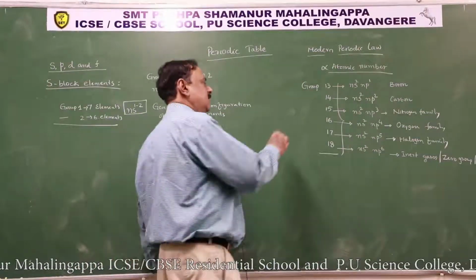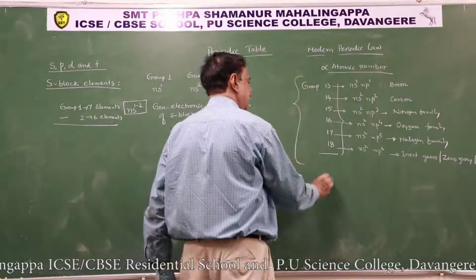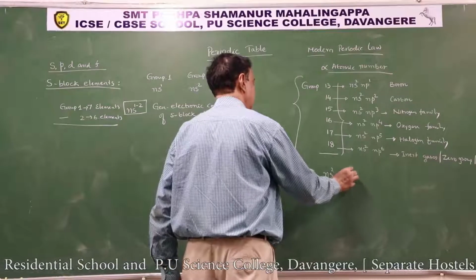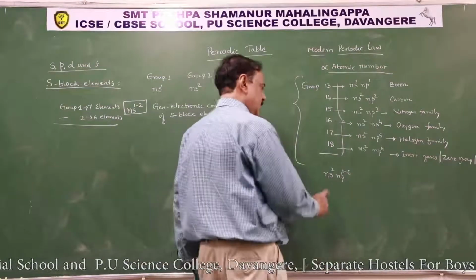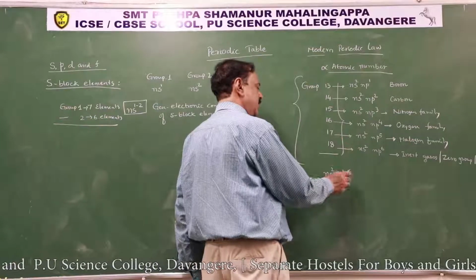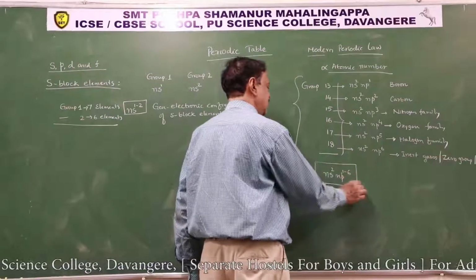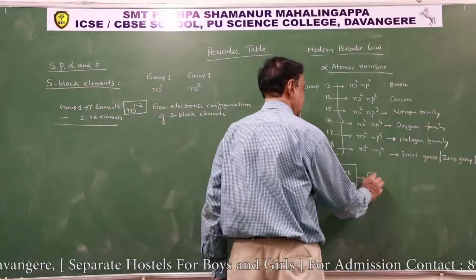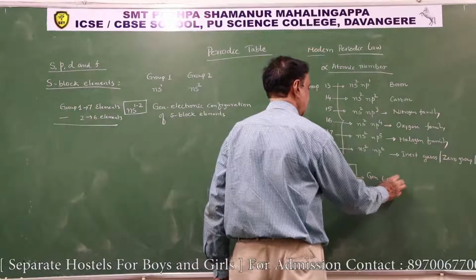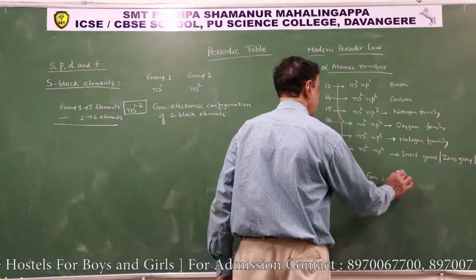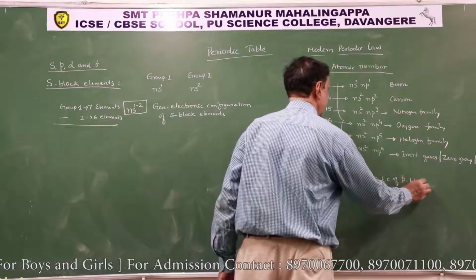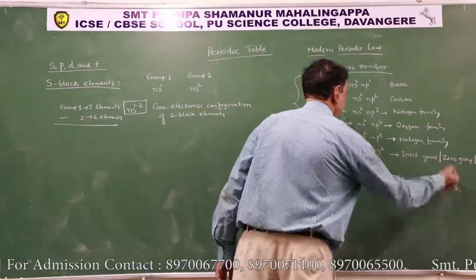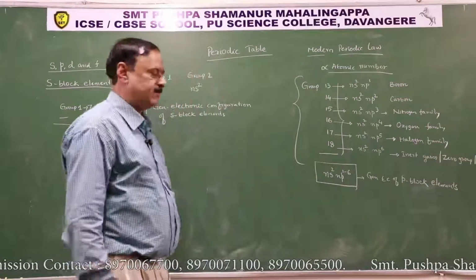Okay. Now what begins with ns2 is common. There is a p atomic orbital where we have the valence electrons. Therefore, ns2 np to the power of 1 to 6. Now this refers to the general electronic configuration of the p block elements.